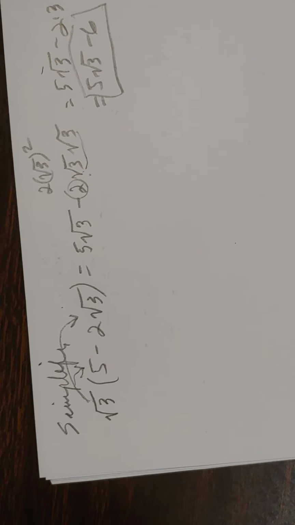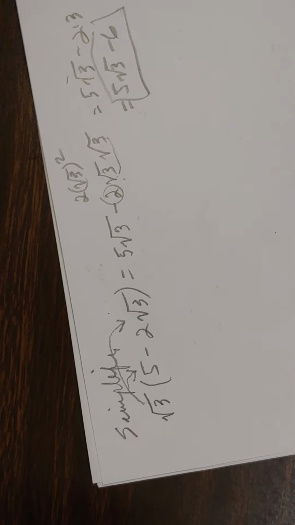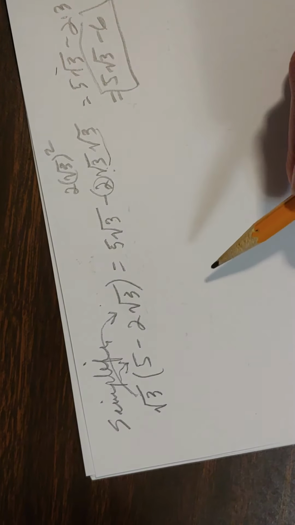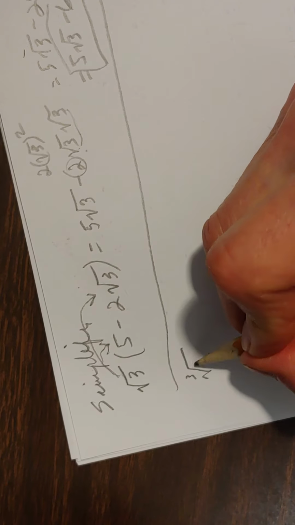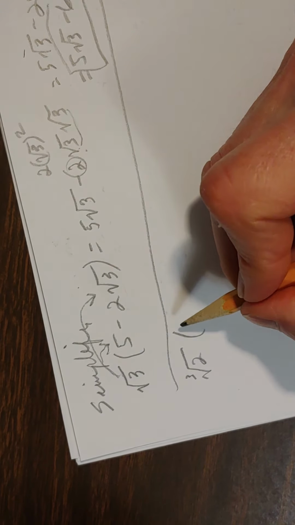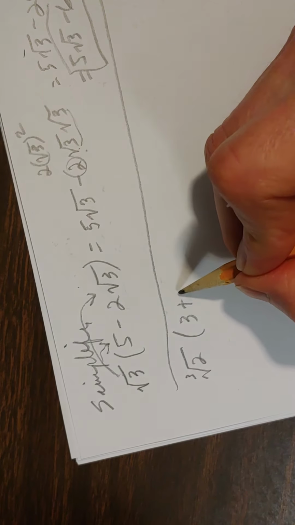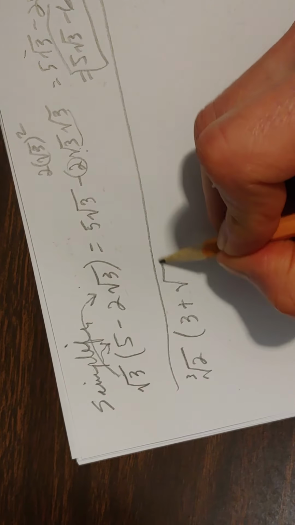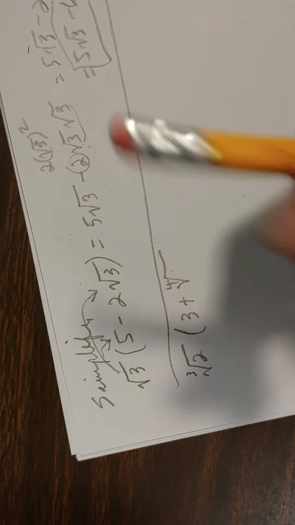Okay? And I stole that problem from page 640. Or no, I didn't. I made that one up, I guess. But I'm going to steal the next problem from page 645. Here's one that says simplify the cube root of 2 times 3 plus the cube root of 4.